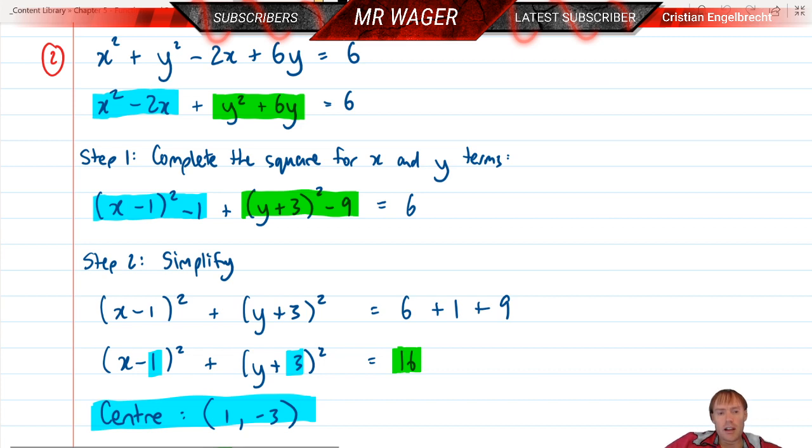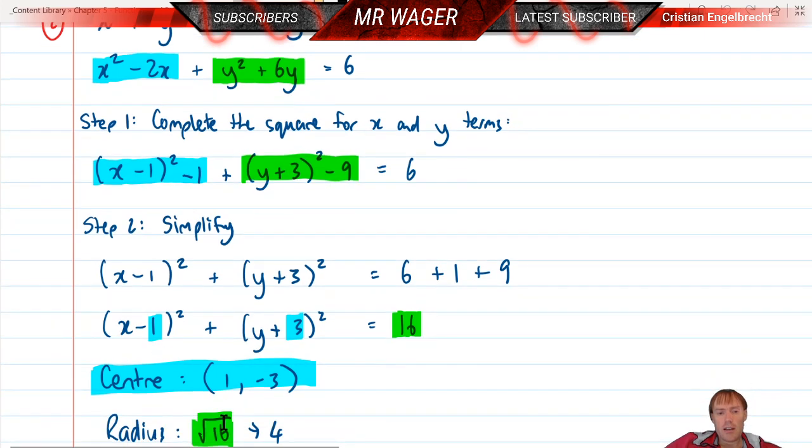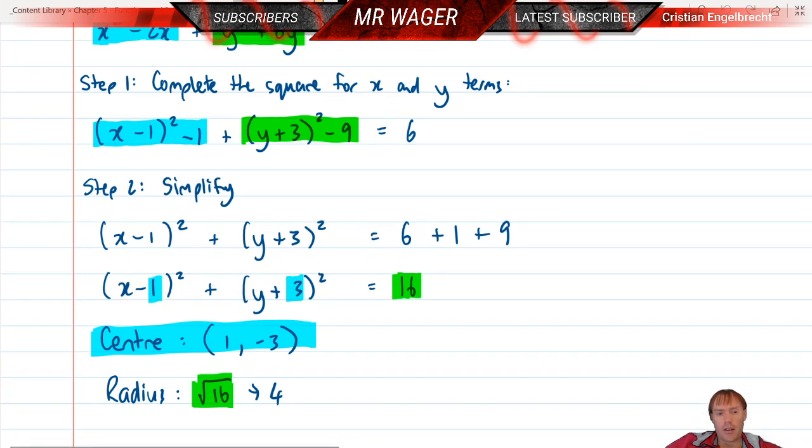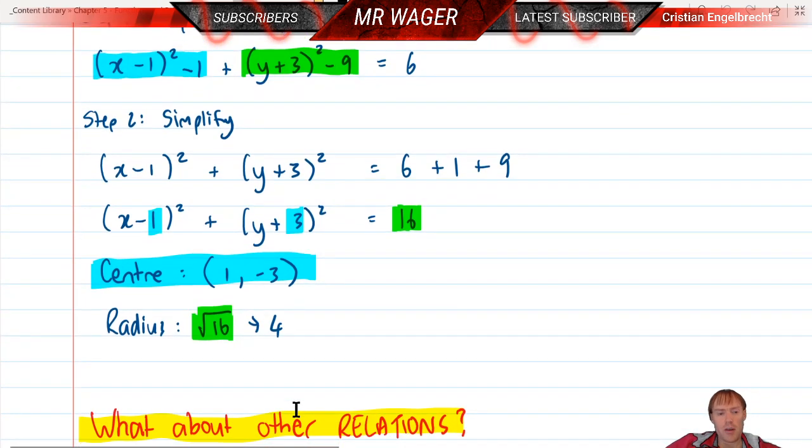And on the left hand side, we have a clear picture now of what the center of the circle is going to be. The center is going to be located at +1 for the x value, -3 for the y value, and the radius is of course the square root of 16, which is 4. Okay, hopefully that brings back good memories.